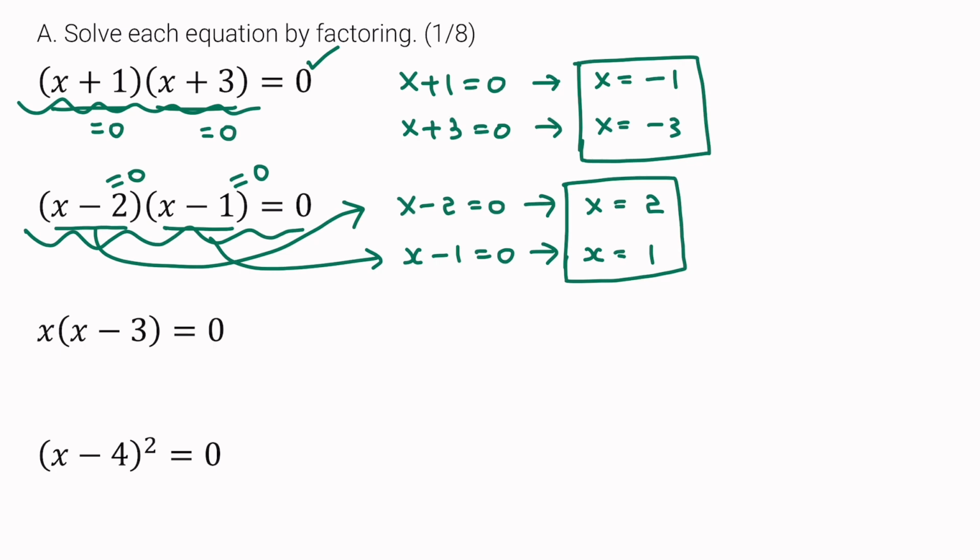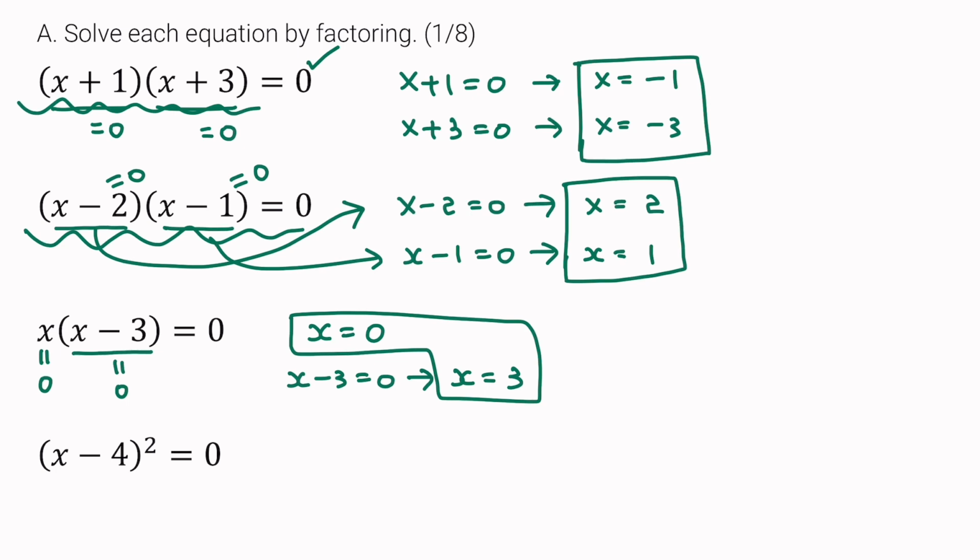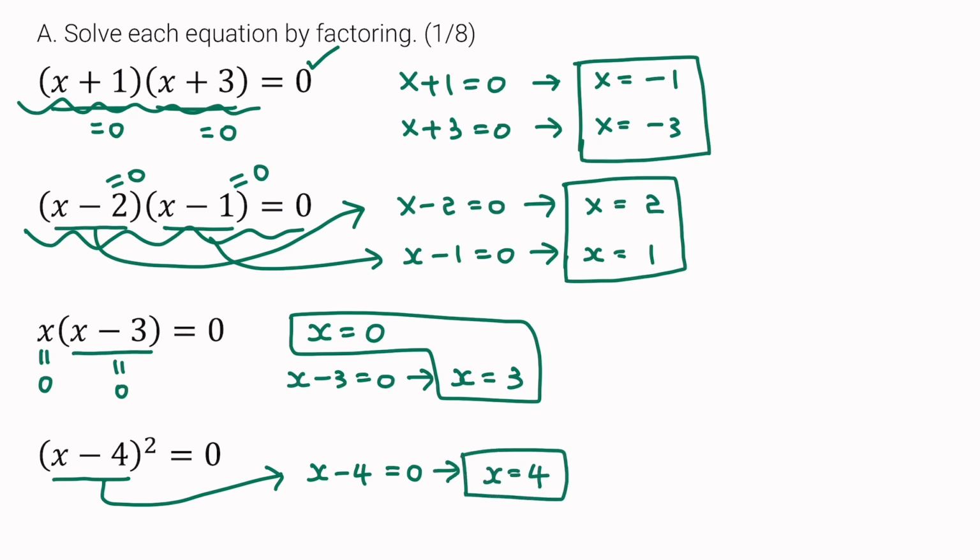Next, if we have x times x minus 3 is equal to 0, that means it's either our x is equal to 0 or x minus 3 is equal to 0, leading us to think that our x is equal to 3. So these two values are our answers to this third problem. And moving on, if we have x minus 4 squared is equal to 0, that simply means our x minus 4 should be equal to 0, meaning our x should equal 4. So that'll be our solution to this last problem on this page.